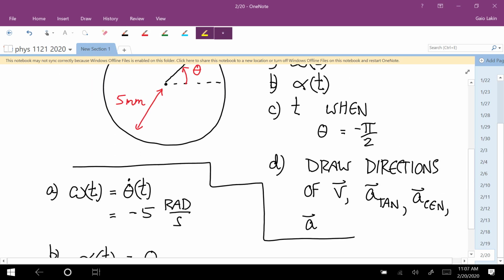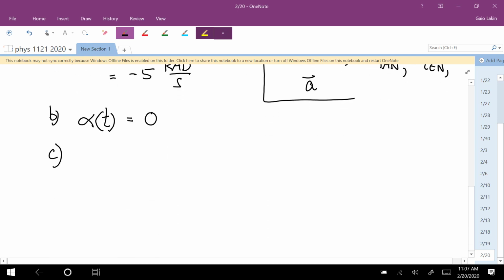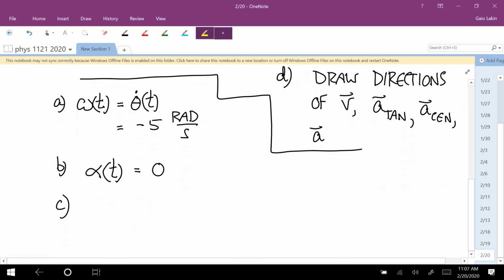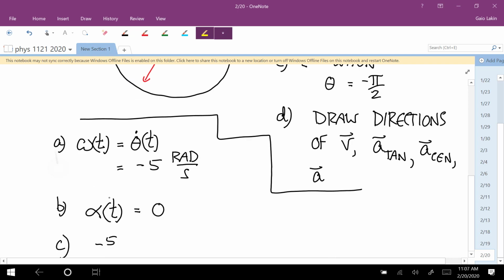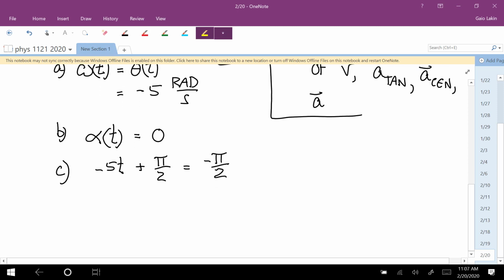So C, what's the time when theta is equal to negative pi over 2? We have this function, negative 5t plus pi over 2. And we want to find out when that's equal to negative pi over 2. And so you get negative 5t is equal to pi. So t is equal to pi over 5. And that's in seconds.